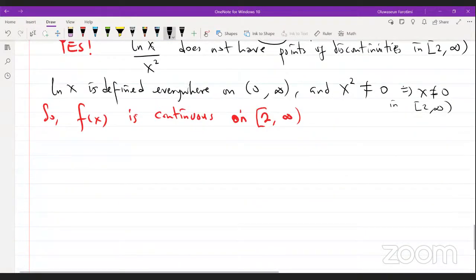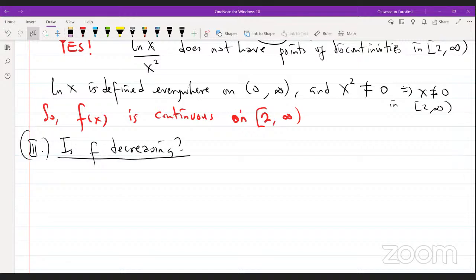Now, what about the third hypothesis? Can we just answer it? Is f decreasing? So what do I need to do? I need to do my derivative test. What is f of x? ln of x over x squared. So what do I do? I use the quotient rule for f prime of x.